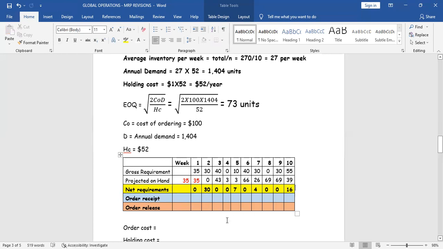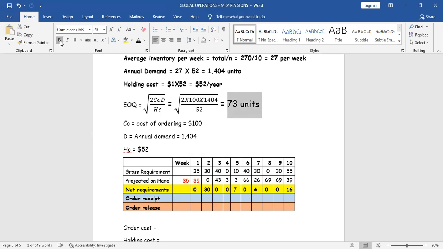Order receipt. Now listen carefully here. Order receipt. What should be received? Remember, this one is not lot for lot. This one is EOQ, material requirement planning, EOQ. And we calculated the EOQ. Each time we place an order, we should be ordering 73.